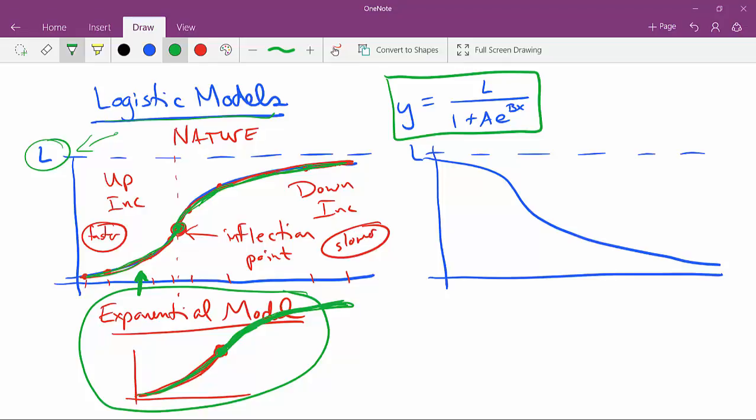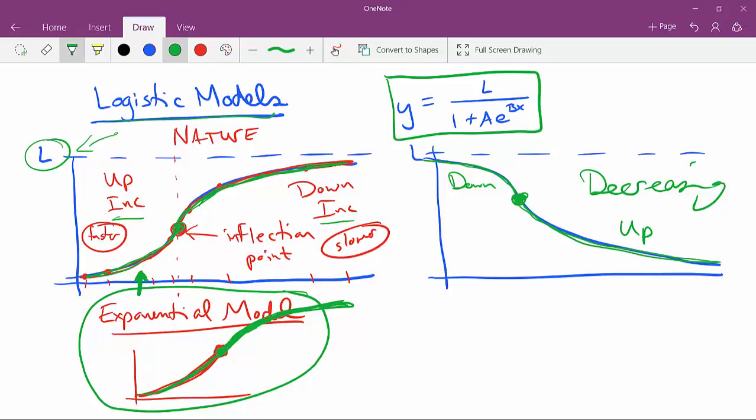Another form of a logistic model is a decreasing logistic model. Notice it's decreasing forever, where this one was increasing forever. And it goes from concave down to concave up, where it decreases at a faster and faster rate here and decreases at a slower rate here. So over time, the decrease slows down. And that happens at the inflection point.